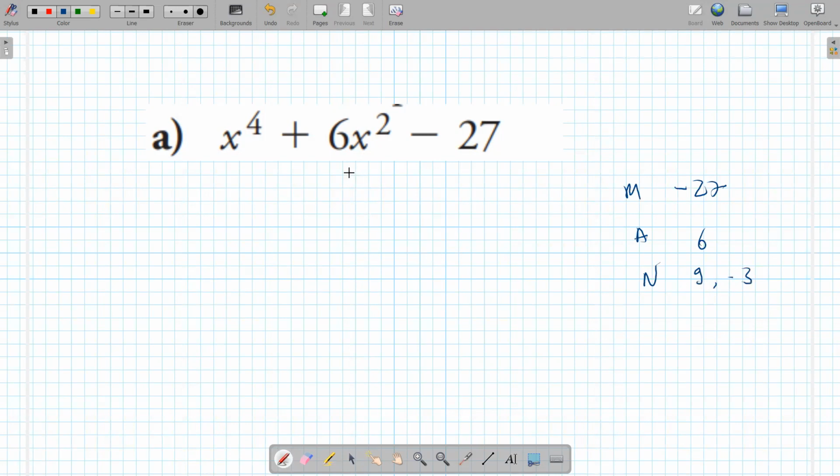So now look at this. Like we did in any other question, we are going to split that middle term into 9x squared minus 3x squared minus 27. What can we pull out from the first two terms? X squared. What are you left with? X squared plus 9. What can I pull out from the next two? -3. What are you left with?